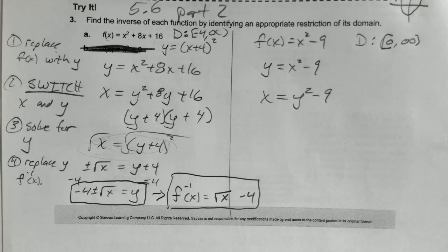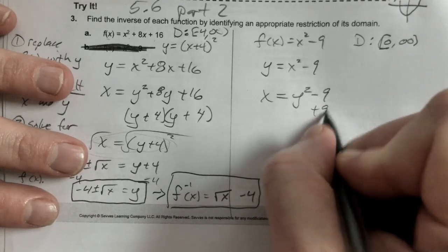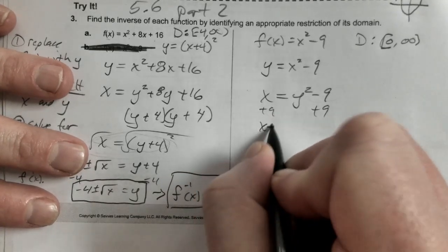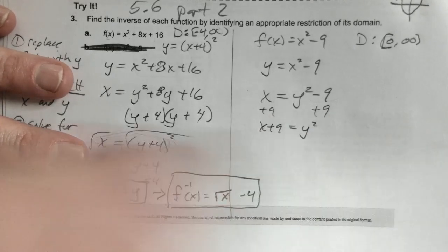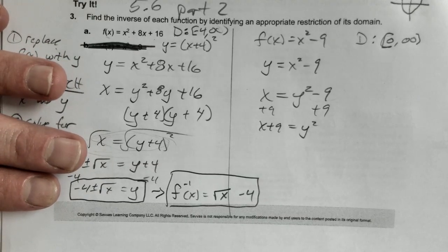All right, what do I got to do to get y by itself? What's my first step going to be? Yeah, let's get that 9 over. So add 9 to both sides, so we get x plus 9 equals y squared. And finally, last step here, square root.